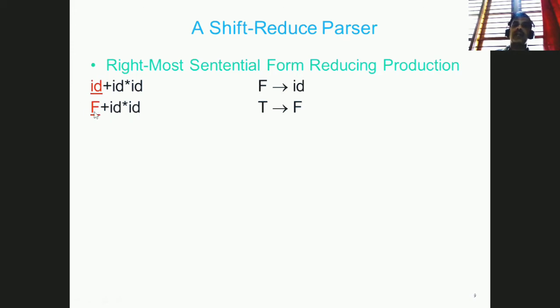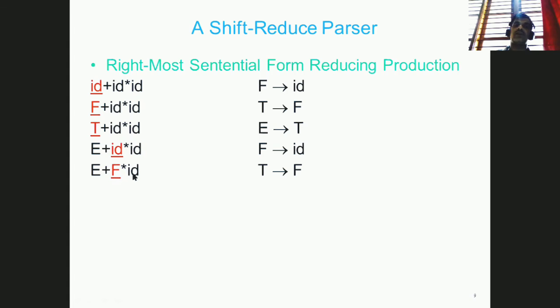Now F becomes a handle. You can observe that the red color shows the handle in every step. This matches the production with left-hand side T, so F is replaced by T, and once again T becomes a handle, which will be replaced by E. This becomes E plus id star id. Once again id becomes the handle, F goes to id, so the next step is E plus F star id. Once again F becomes a handle and is replaced by T. We get E plus T star id.